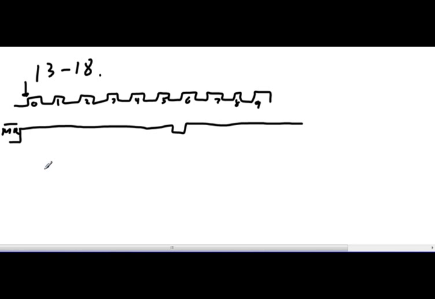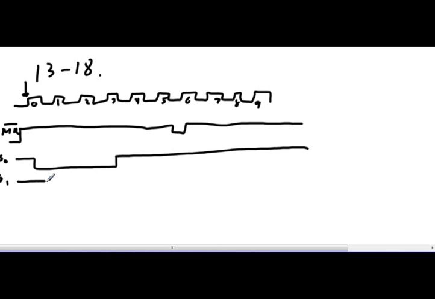Okay. And then we've got an S0 and an S1. All right, so the S0 is going to be high, and then it's going to go low until the middle of 3, and then it's going to go high the rest of the time. And the S1 is going to be high until just after 2, and then it's going to cycle up during 5, down in 6, up and down in 8, and up after 9.